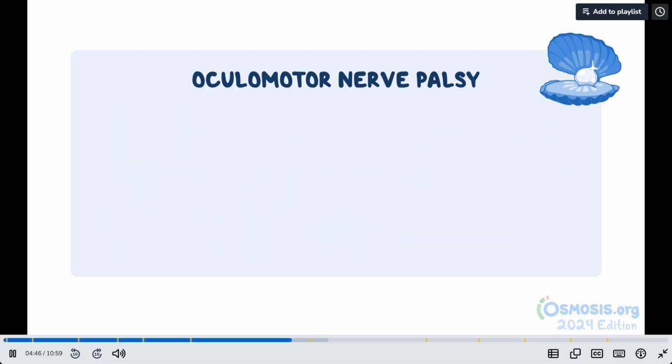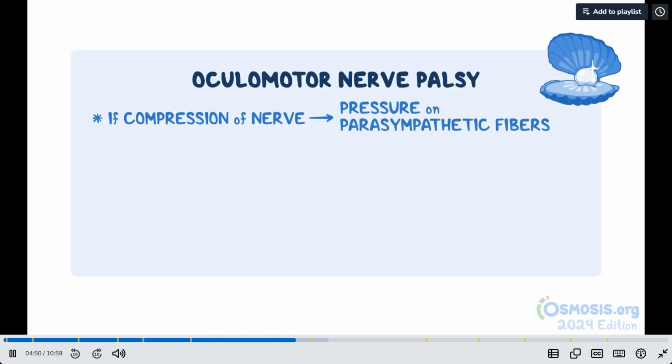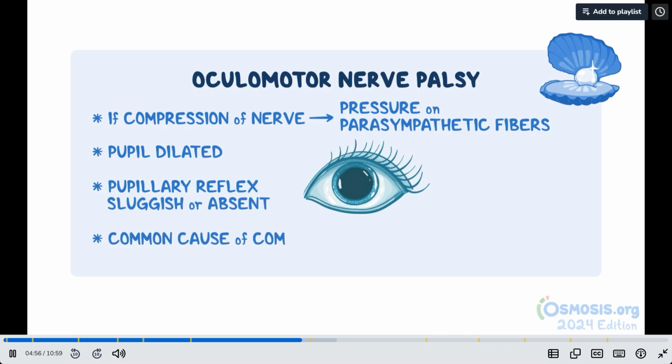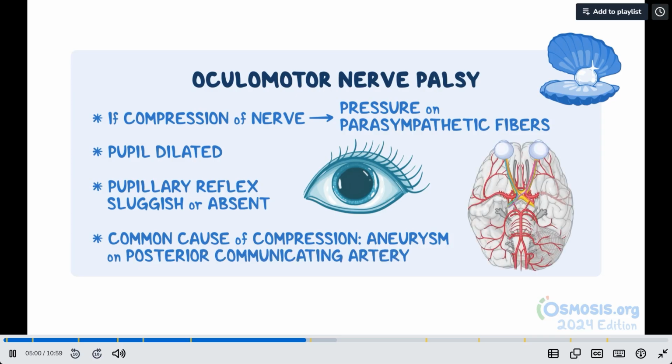On the other hand, if there is compression of the nerve causing pressure on the parasympathetic fibers, the pupil will become dilated and the pupillary reflex will be sluggish or absent. A common cause of compression is an aneurysm on the posterior communicating artery, which you can confirm with angiography.